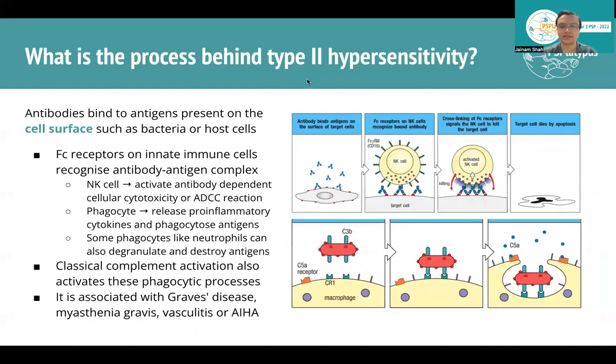Okay, what about type 2 hypersensitivity? So when you have these antibodies, remember that with type 2, unlike in type 3, you do have antibodies, but they're against cell surface targets. So that's either on bacteria or on host cells.